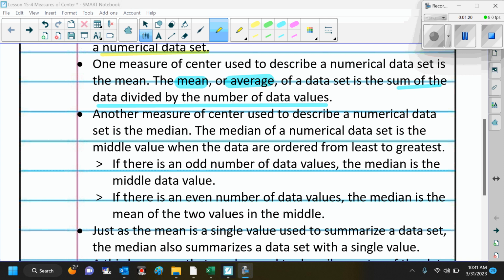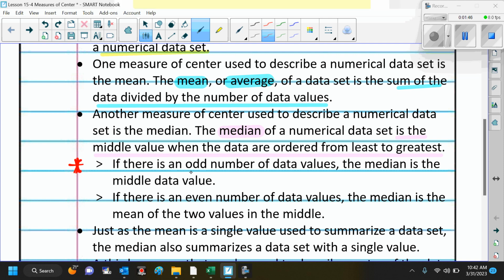Another measure of center used to describe numerical data is the median. The median of the data set is the middle value when the data are in order from least to greatest. Now, there are two requirements here.